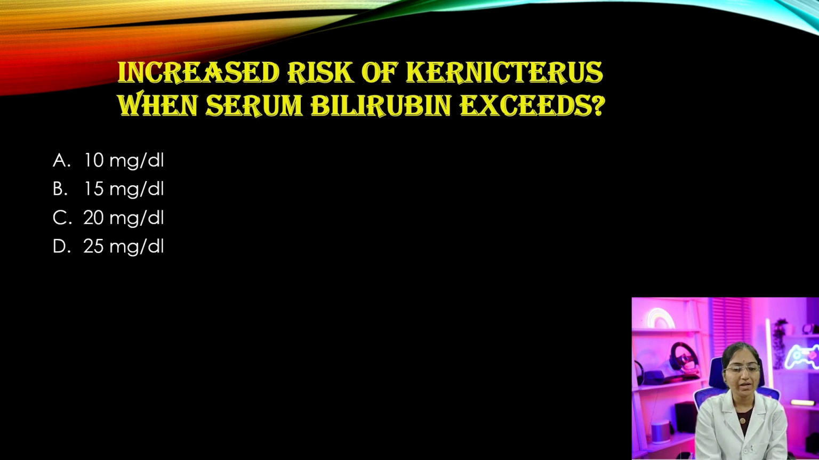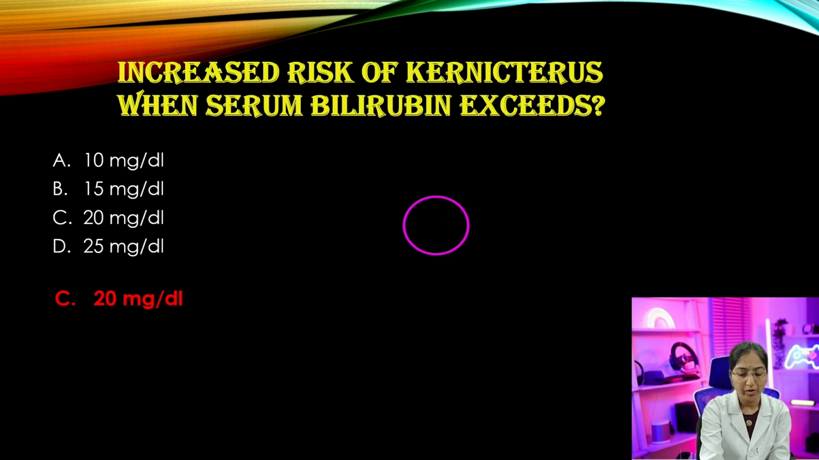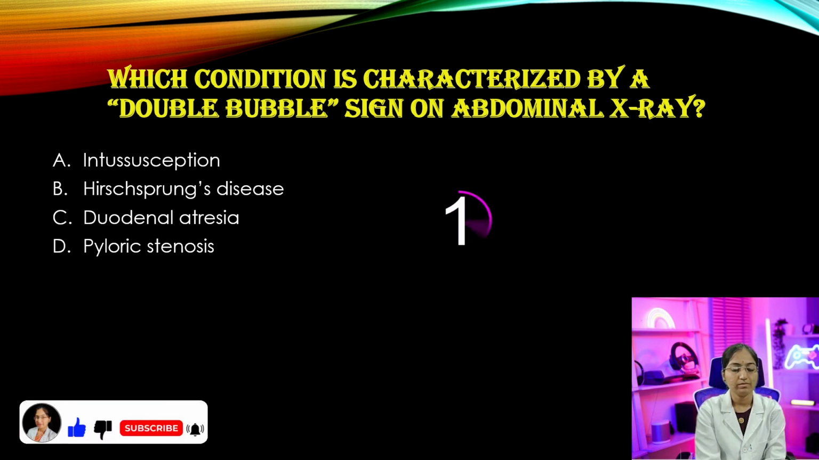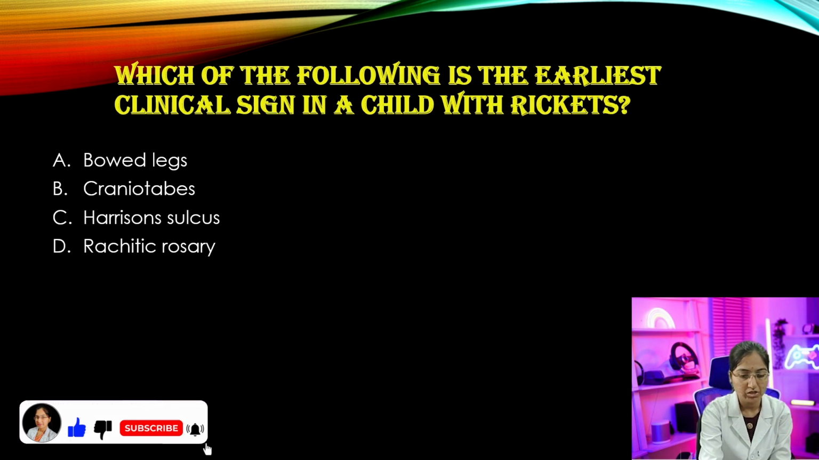Increased risk of kernicterus when serum bilirubin exceeds. These are the options given. Right option is 20 mg per dL. We'll move to the next one. Which condition is characterized by a double bubble sign on abdominal X-ray? These are the options given. Right option is duodenal atresia. We'll move to the next question.